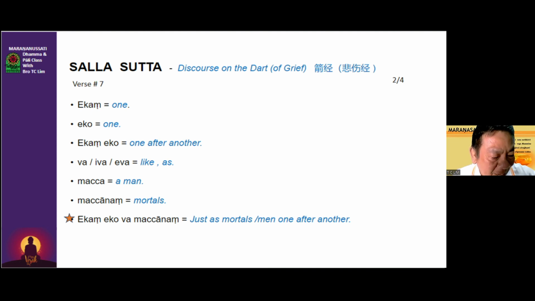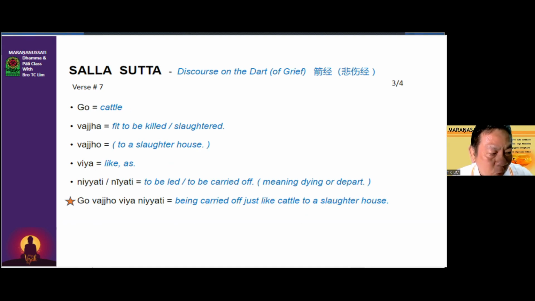Okay, so the second part of the verse, go means ox or cattle. Vaja means fit to be killed or slaughtered. Vajo is to a slaughterhouse. Viya is like or as. Viyati means to be led to or to be carried off. Okay, to be carried off means to be carried off to death, meaning dying or departing. Okay, so go vajo viya niyati means being carried off just like cattle to a slaughterhouse.